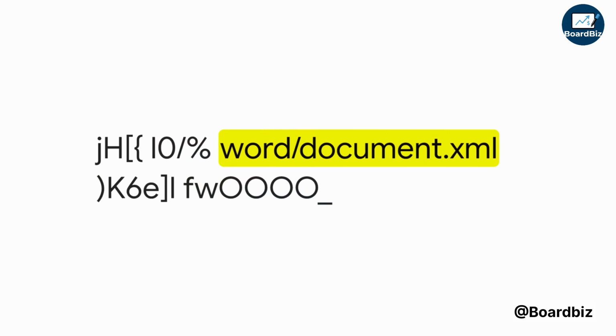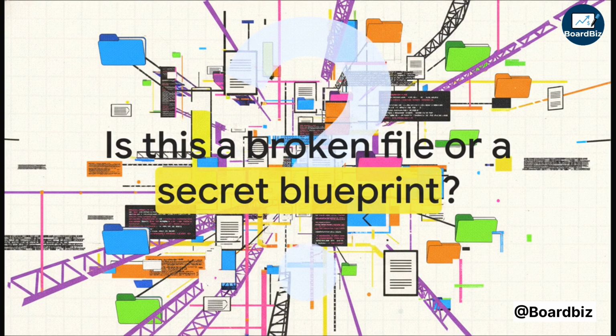But if you look really closely, right in the middle of that sheer chaos, you'll see something highly recognizable: word/document.xml. That little string of text is our first major clue. It tells us that this isn't just random noise. There is a method to this madness. We really have to ask ourselves, is this just a broken file, or are we actually looking at a secret blueprint? Because that chaotic jumble isn't garbage at all.